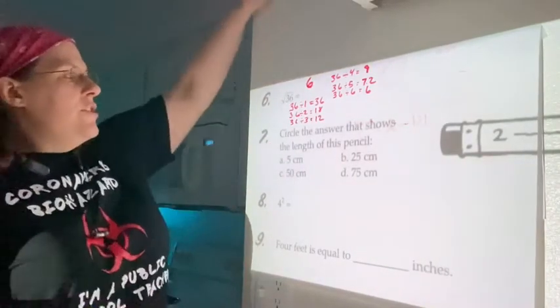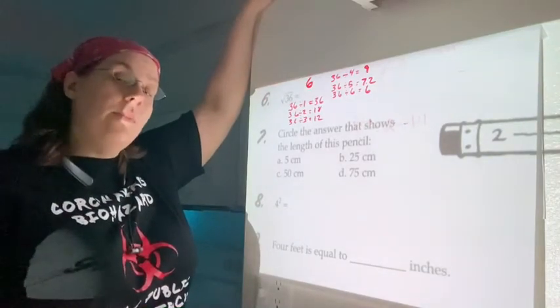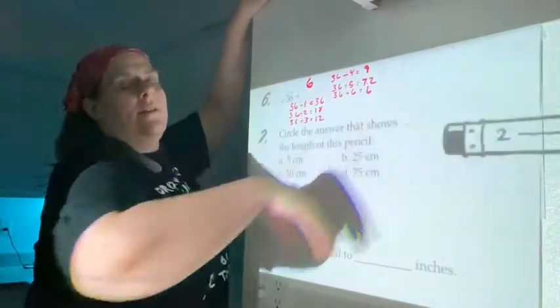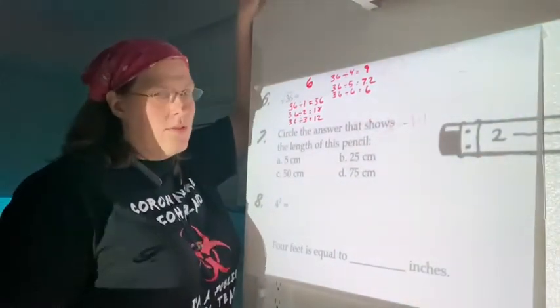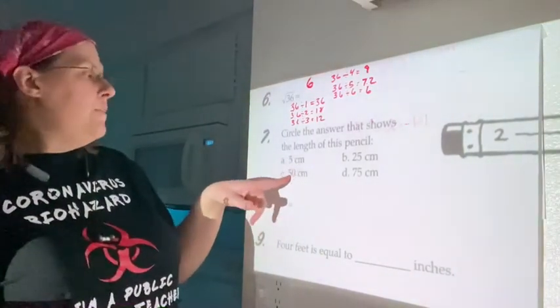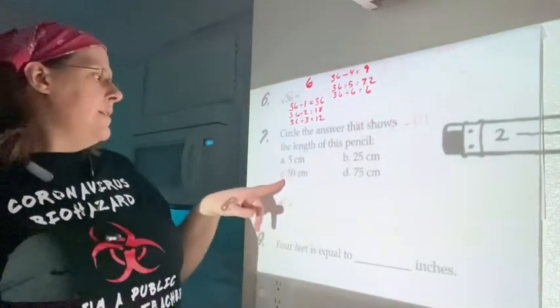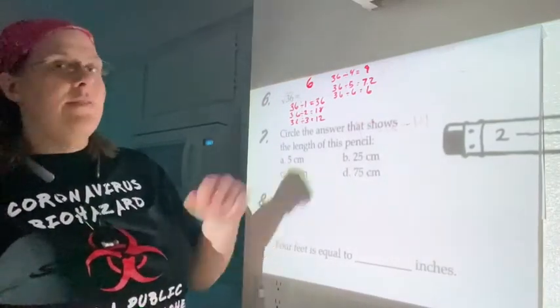Circle the answer that shows the length of this pencil. We've gone over this. We did this exact same problem yesterday. Here's the pencil. It's over here, by the way. I don't know if you can see it, but it's a pencil. You guys know what pencils look like. A is 5 centimeters. B is 25 centimeters. C is 50 centimeters. And D is 75 centimeters.